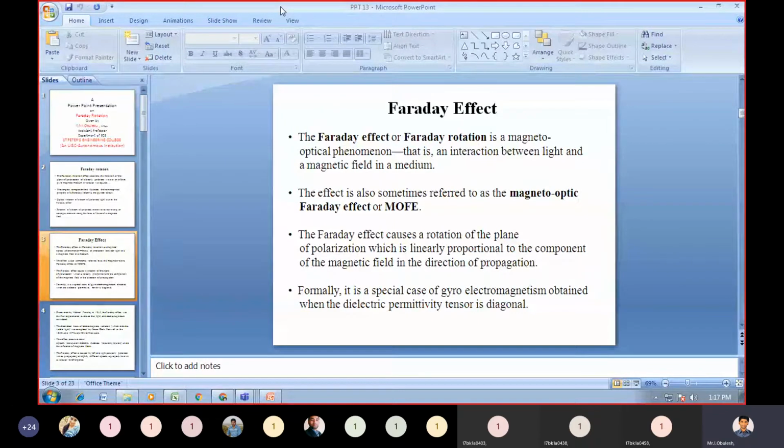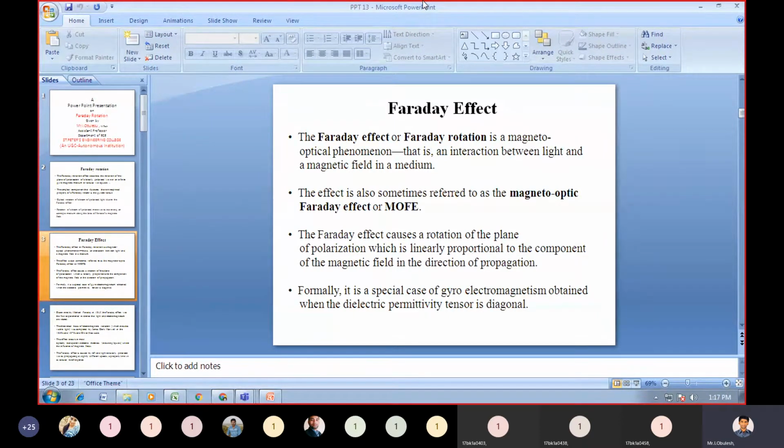Formally, it is a special case of gyro-electromagnetism, obtained when the dielectric permittivity tensor is diagonal. We will see this with the help of a formula and a matrix representation. Just remember this.